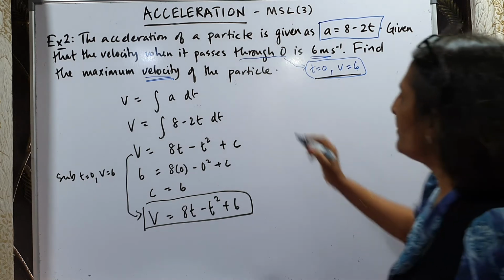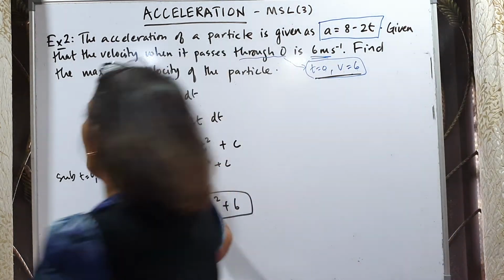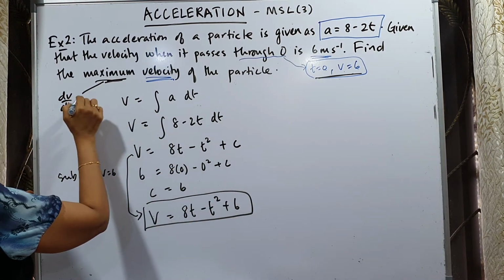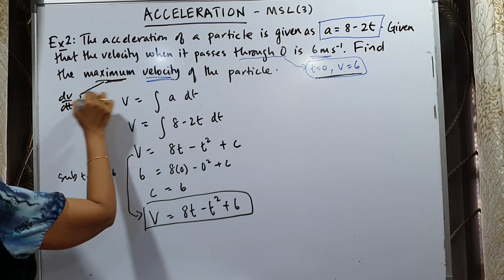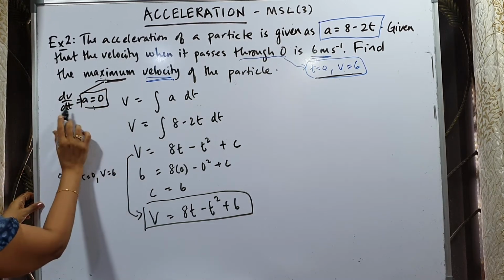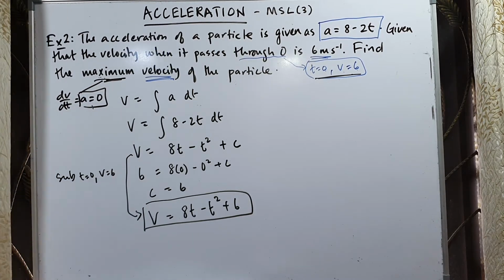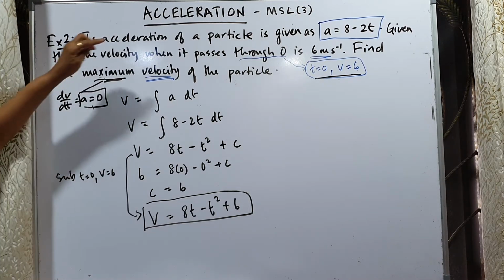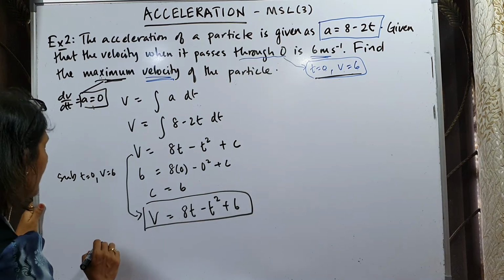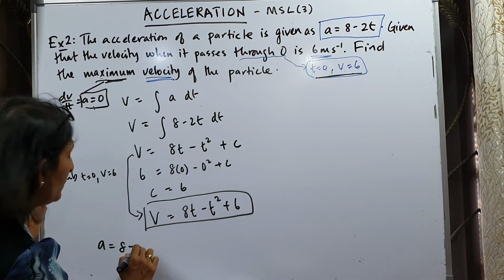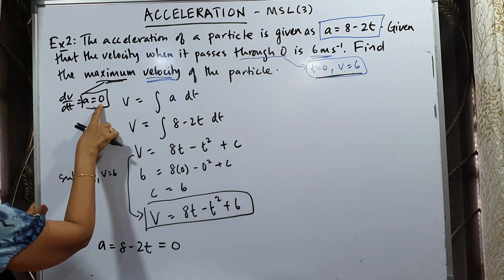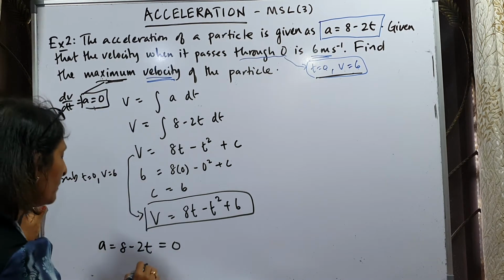We know that at maximum point, minimum point, dv over dt is equals to a, which is equals to 0. So we can use this. At maximum point, we know that dv dt is 0 and dv dt is a. So we know that a is 0. So what do you do? You take the a, 8 minus 2t, let it be 0. Okay, we know that at maximum point this is 0. Then from here you find t.